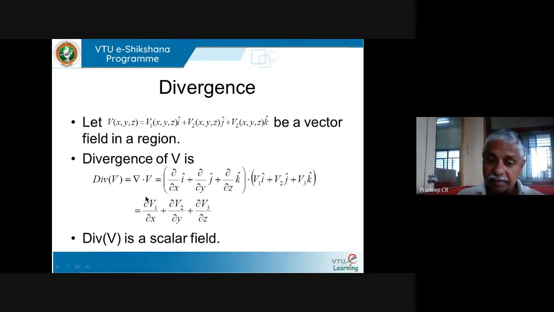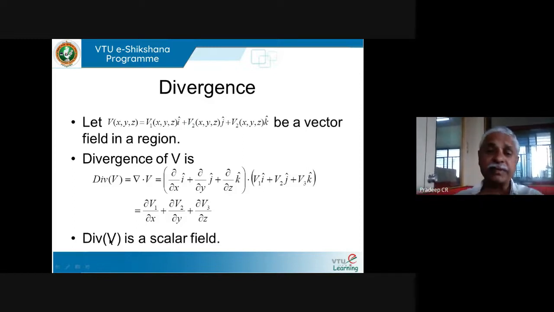And note, del V1 by del x is a number, del V2 by del y is a number, del V3 by del z is a number. So this is a sum of three numbers, which is also a number. So at every point, divergence of V will end up as a scalar number. That means you started off with a vector field and ended up with a scalar field. This is denoted as divergence of V. In the previous case, I started with a scalar function and at every point ended up with a vector field by taking the gradient. Here it's the other way. I start with a vector field and at every point I end up with the divergence of the field.